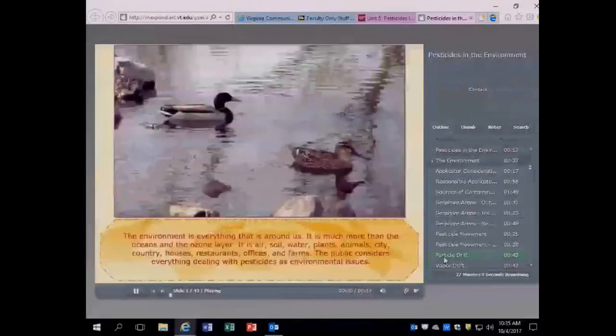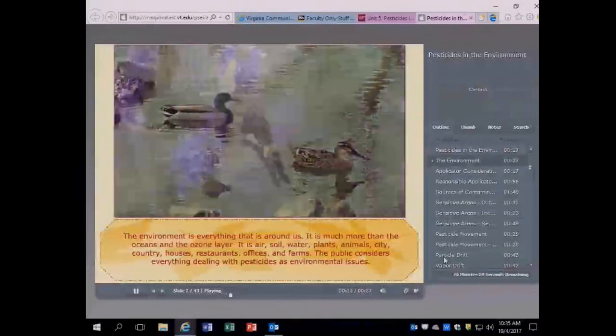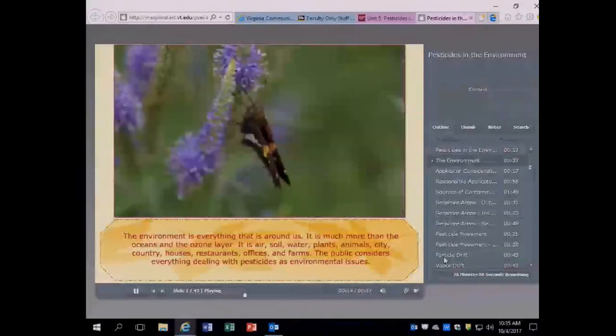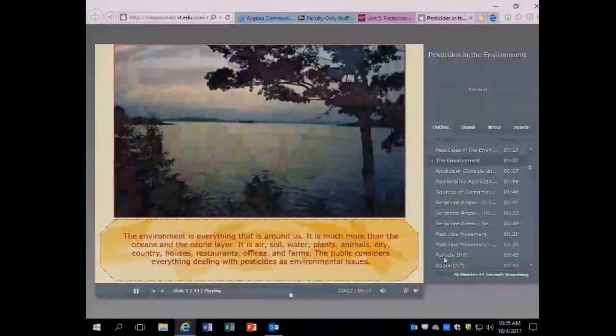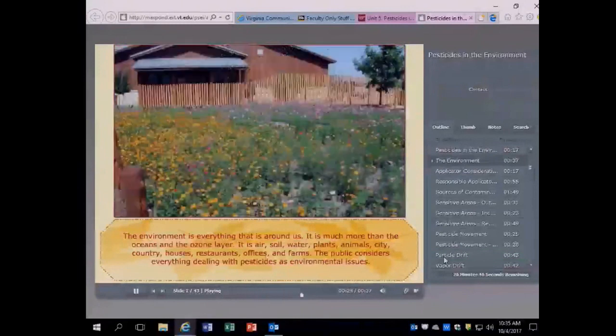The environment is everything that is around us. It includes not only the natural elements that the word environment most often brings to mind, but also people and the man-made components of our world. Neither is the environment limited to the outdoors. It also includes the indoor areas in which we live and work. The environment, then, is much more than the oceans and the ozone layer. It is the air, soil, water, plants, animals, houses, restaurants, office buildings, and factories, and all that they contain.